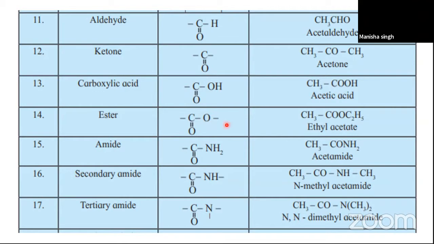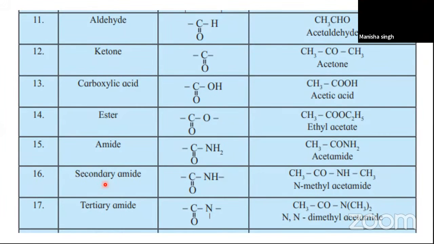ठीक है. So the example is ethyl acetate. यहाँ पे देखो ethyl acetate, CH3COOC2H5. Okay. Now next one is amide. Amide is CONH2. Wherever this CONH2 will be there, that particular compound is known as amide. The example is acetamide, CH3CONH2.